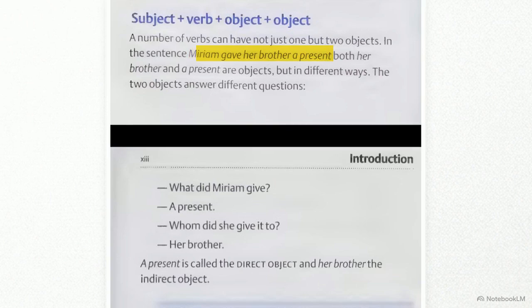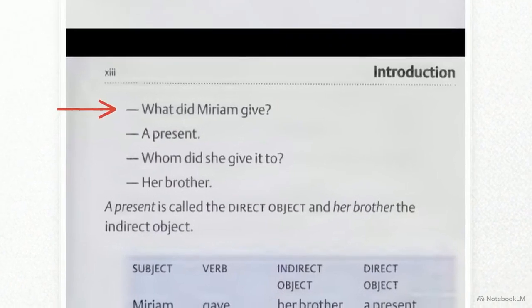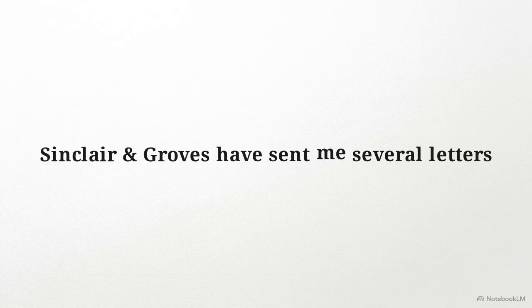We separate them using trigger questions. What did Miriam give? A present, the direct object. To whom? Her brother, the indirect object. Using those same questions, identify the components in this sentence. "Sinclair and Groves have sent me several letters."